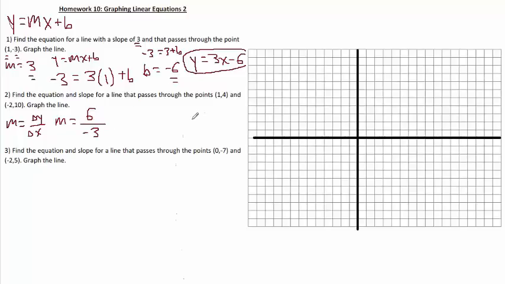Again, as long as we did it in the same direction, we did 10 minus 4 on top, so on the bottom we'll do negative 2 minus 1. We could have also done 4 minus 10 and 1 minus negative 2. That would have given us the same answer. Either way, 6 divided by negative 3 is negative 2.